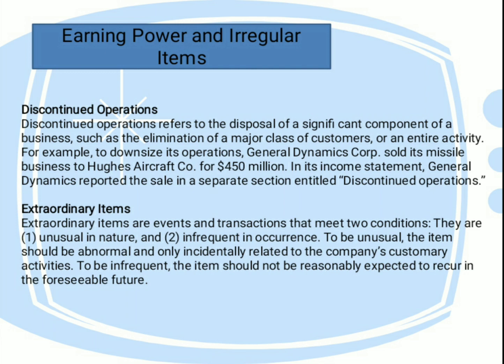Extraordinary items. Extraordinary items are events and transactions that meet two conditions. They are unusual in nature and infrequent in occurrence. To be unusual, the item should be abnormal and only incidentally related to the company's customary activity.